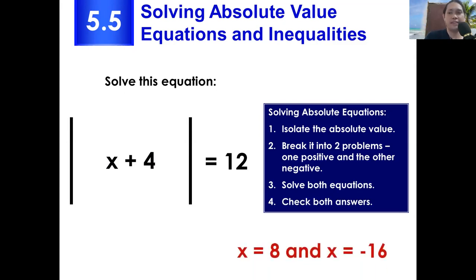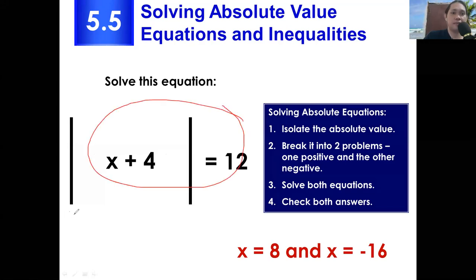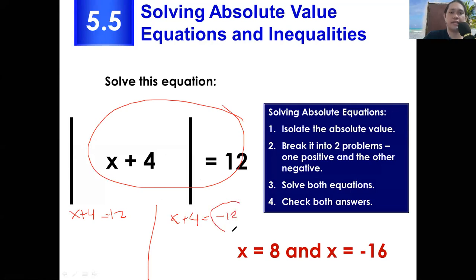So now our answer is x is equal to 8 and x is equal to negative 16. How did we solve it? As I said, break this into two problems. It must be x plus 4 equals 12 for the right side, and x plus 4 equals negative 12. This is what I said: consider the negative and positive on your right side. So it must be written in this form.